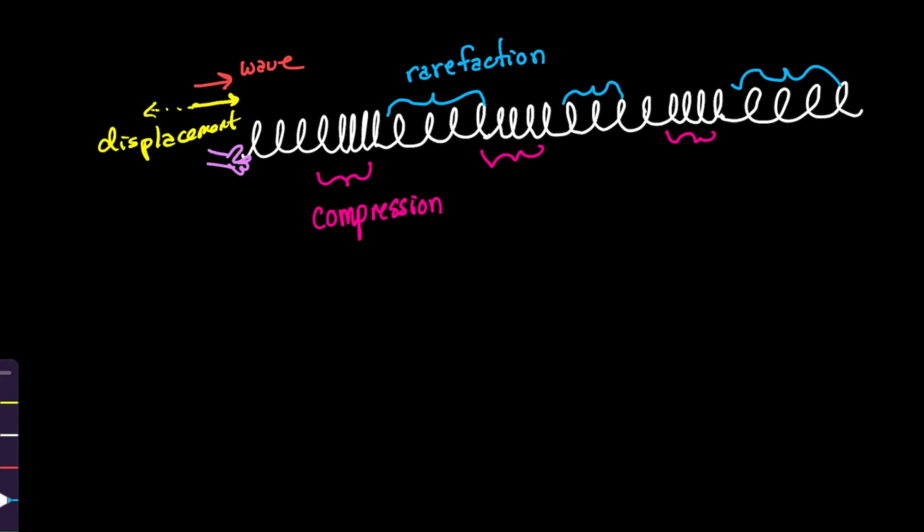So along this wave pulse, we see that it keeps on alternating between areas of compression and areas of rarefaction. So this is common for longitudinal types of waves. And this is a slinky.